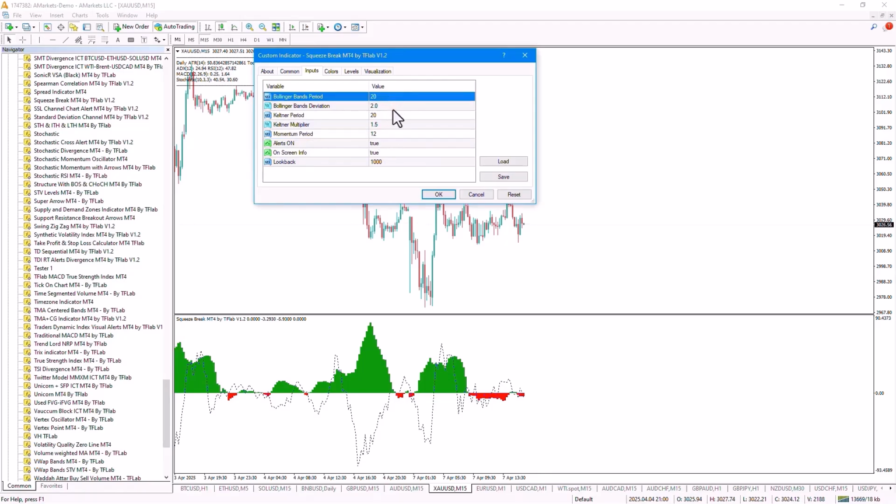The higher we set the values, the later it identifies the exit from compression, and the lower we set the values, the sooner it shows the exit from compression. But it is less reliable.